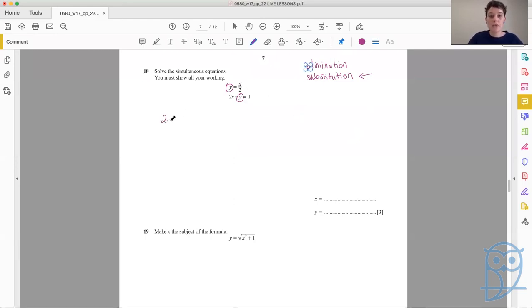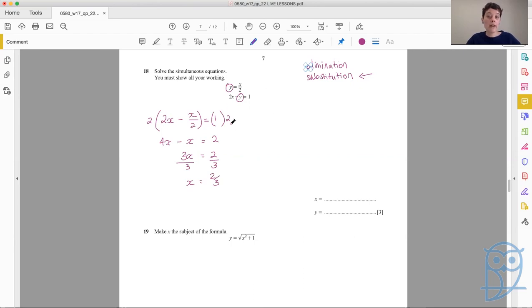So we would have 2x minus, instead of y, write x over 2 equals 1. Now we can solve for x. We want to get rid of that fraction. So first thing we're going to do is multiply to clear it. So 2 times 2x gives us 4x. 2 times minus x over 2, the 2's cancel, minus x equals 1 times 2 is 2. So 4x minus x gives us 3x equals 2. Divide by 3 both sides, so x equals 2/3.